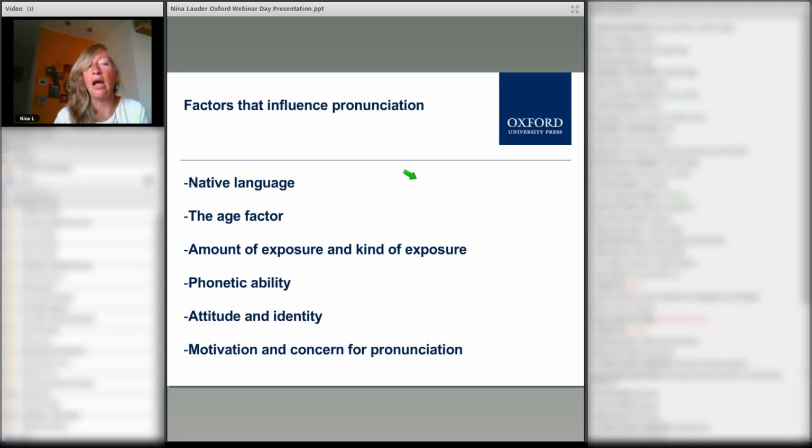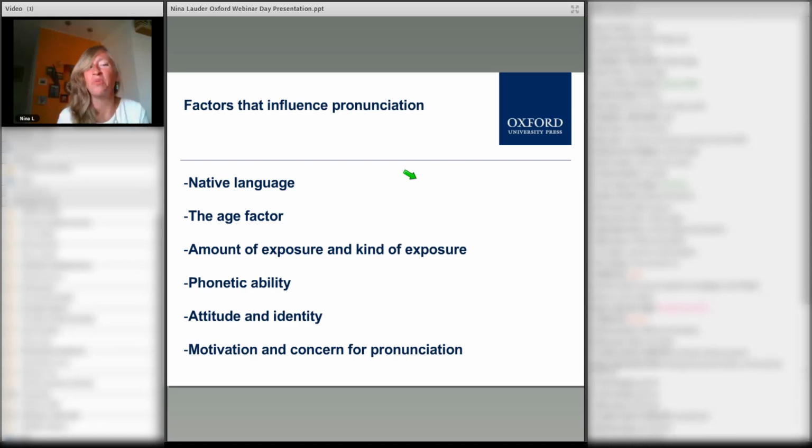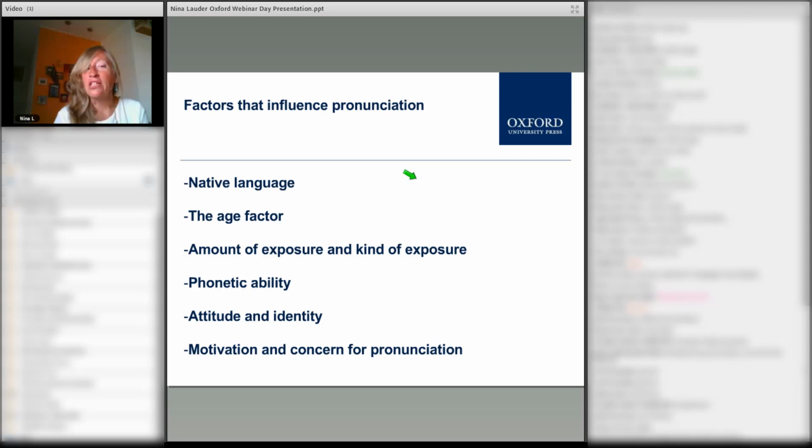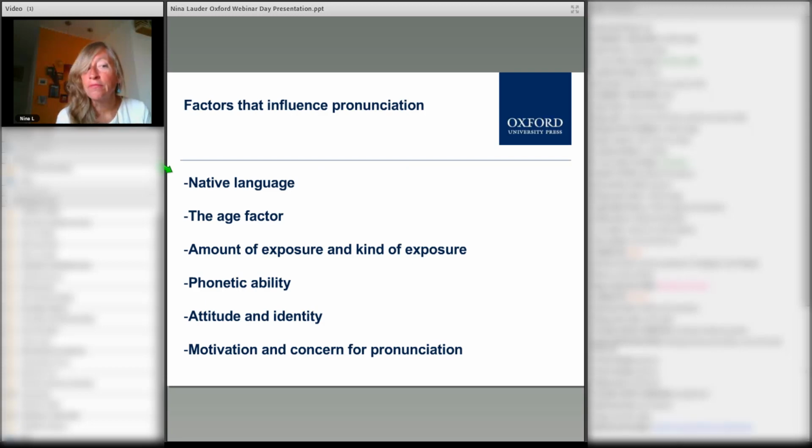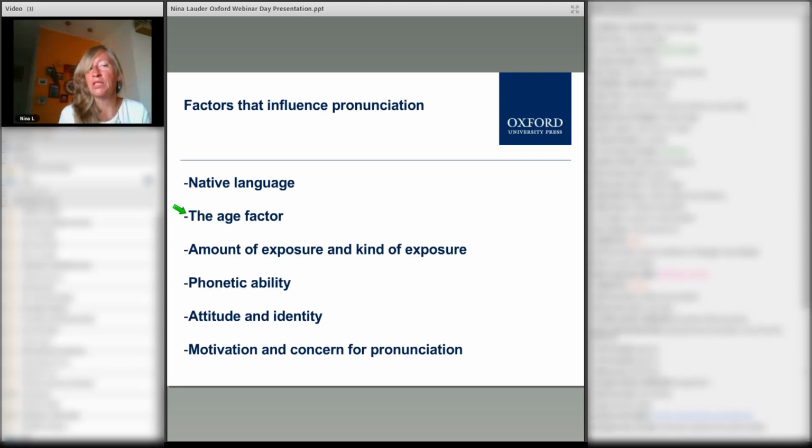So some of the things we had here, your native language, some of you said this one. We also mentioned in the list that you were coming up with the age factor, so how old you are when you start learning the language. Very good. Your amount of exposure and the kind of exposure. So it's the quality of the exposure. How much exposure are you getting? Some of you mentioned here phonetic ability. Some of you mentioned attitude and aptitudes, or attitudes and identities. And then also here this motivation and concern for pronunciation.